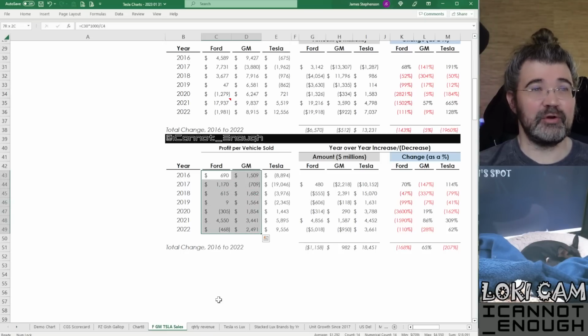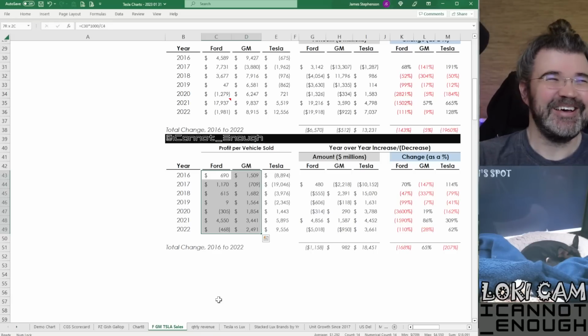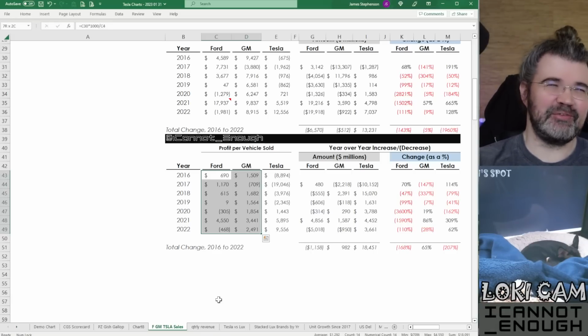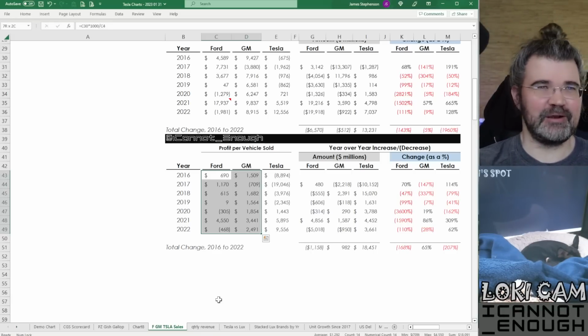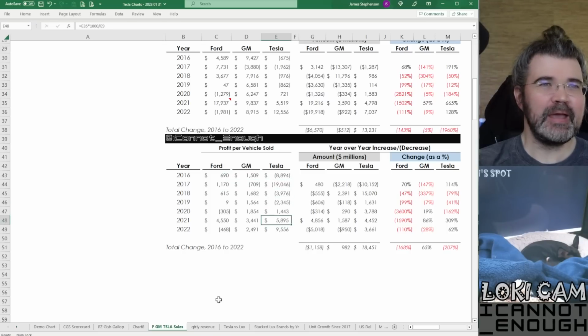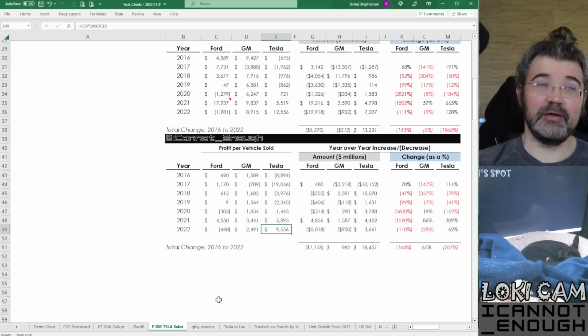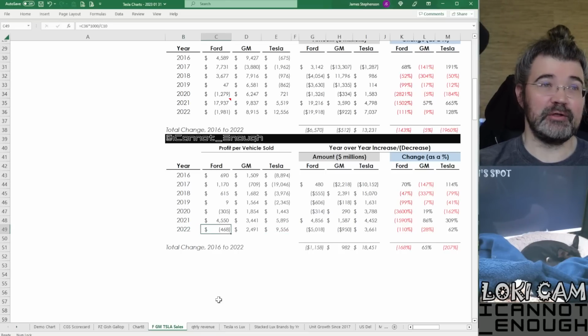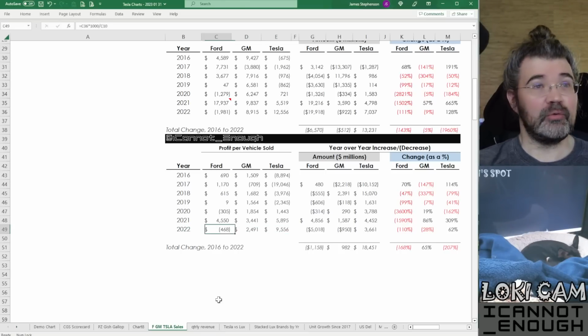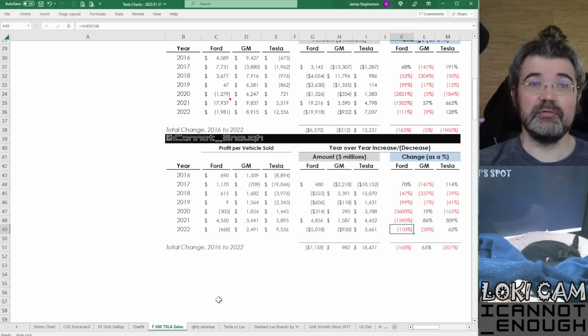I keep calling it 6 years, but it's 7 years. You take 2022 minus 2016, you get 6, but there's 7 years if you count inclusively. And then what about 2022? Almost 10 grand of profit per vehicle for Tesla in 2022. So that's what this looks like, and you've got the comparisons over here.